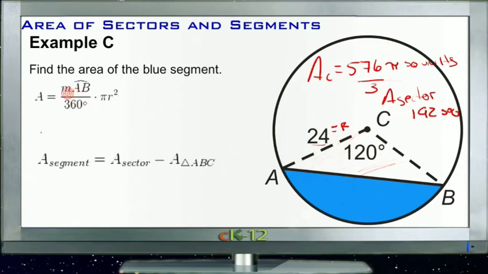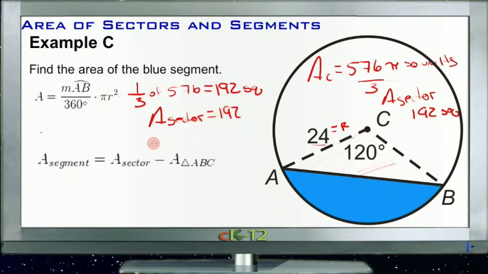So we took the measure of the sector over 360, that was our 120 over 360, so that we knew we had 1/3 of our total. Pi r squared is the area of the whole circle, so 1/3 of 576 gave us 192 square units. So 192 square units is the area of the sector. Okay, so now we know the area of the sector. We need to find the area of the triangle ABC.